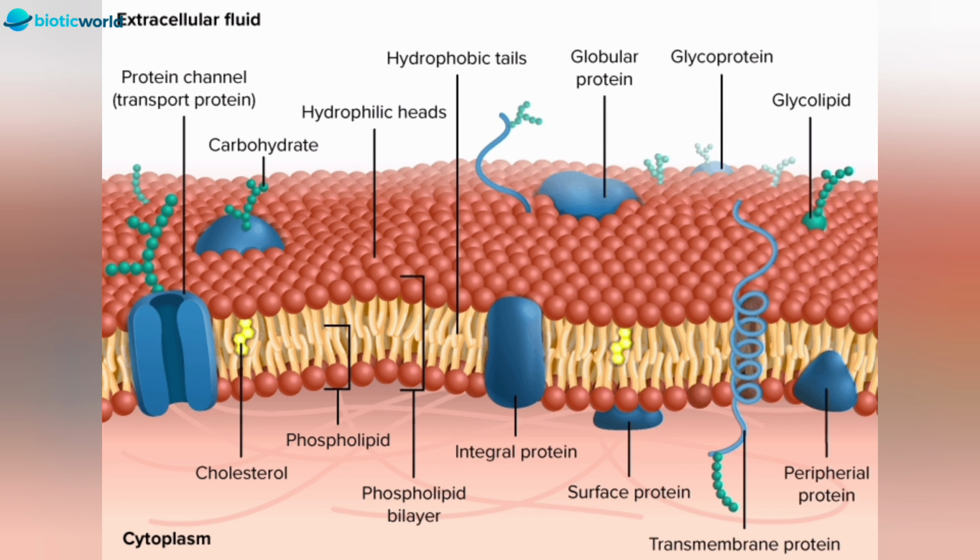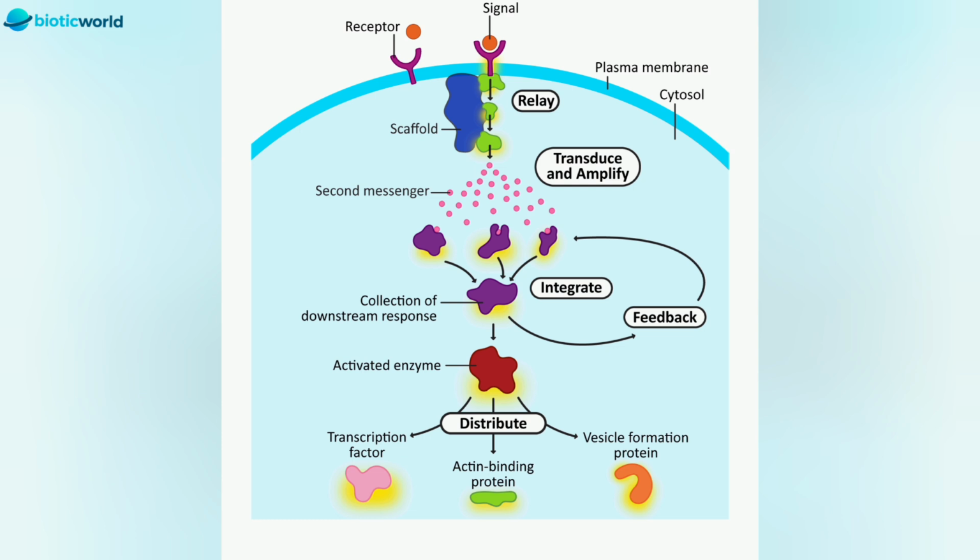Signal reception. Receptors on the membrane surface bind to signaling molecules like hormones or neurotransmitters. When these signaling molecules bind to a receptor, they trigger a series of intracellular events, often involving secondary messengers like cyclic AMP or calcium ions, which amplify the signal inside the cell.